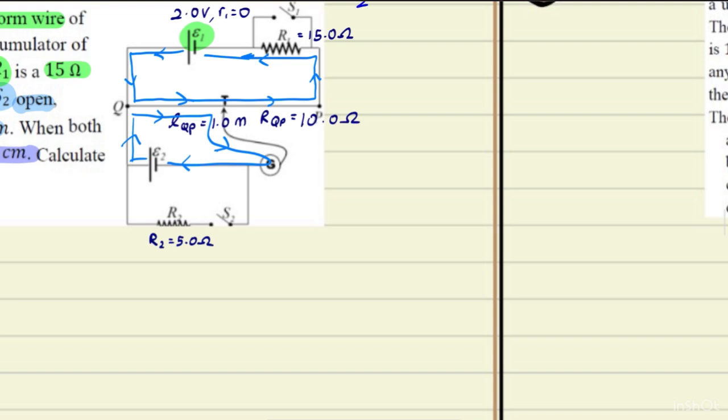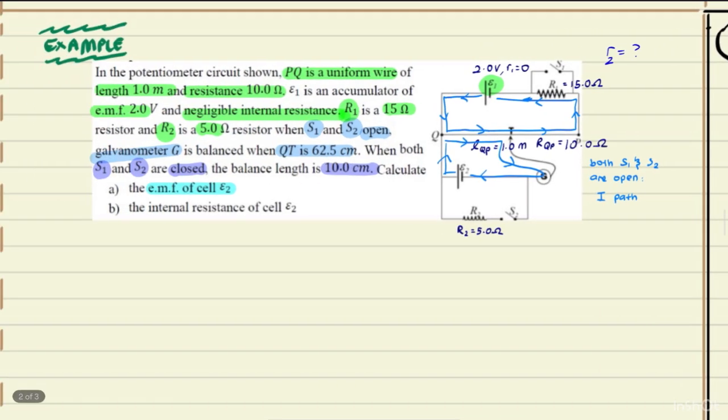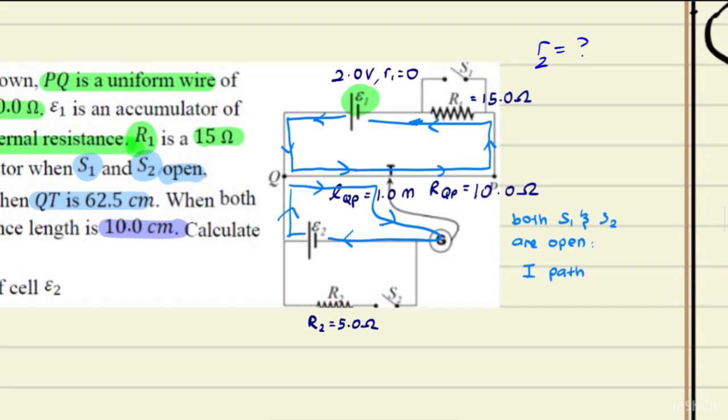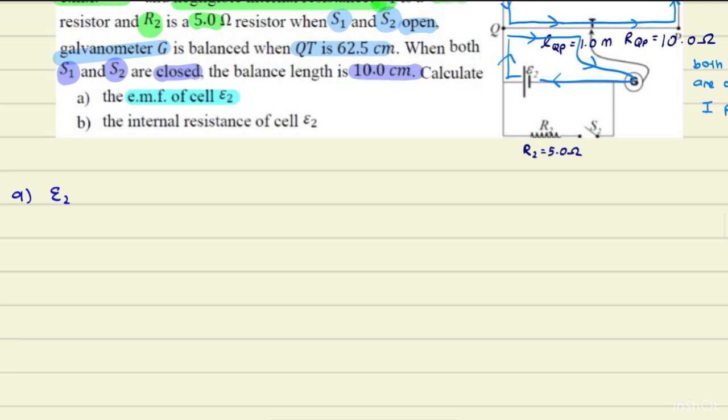Both S1 and S2 are open. Current path. I path. Okay, macam ni current lalu. So, first question dia minta the EMF of cell 2, E2. So, first, we analyze dulu. The only thing we know is that balance length, we start with this one.